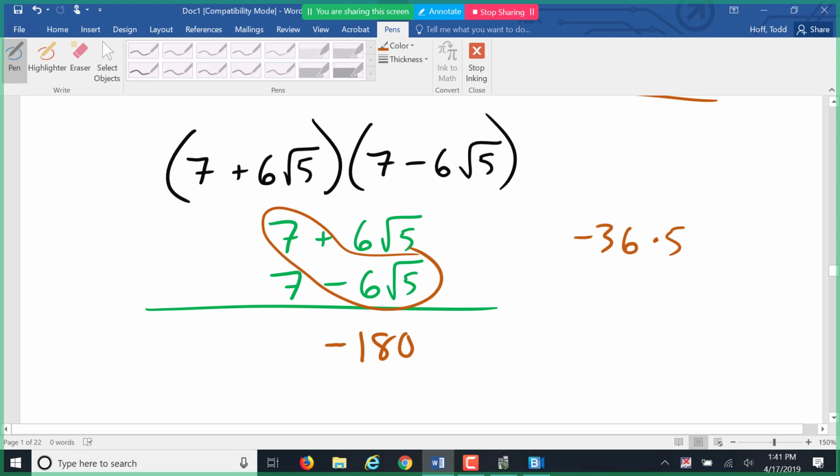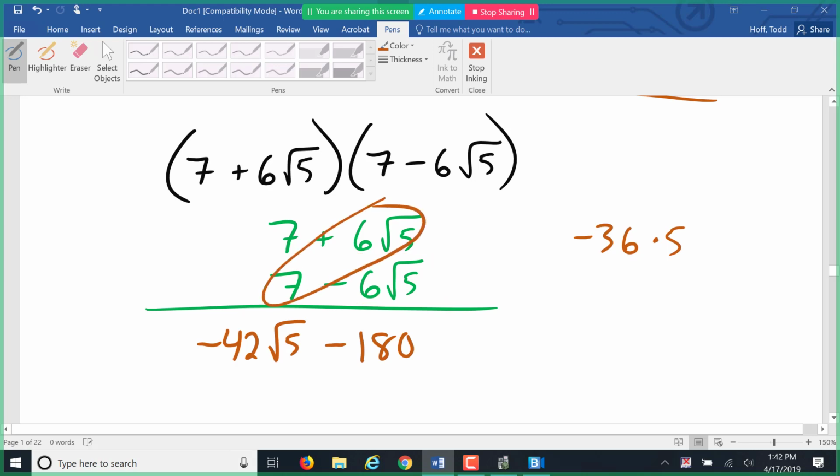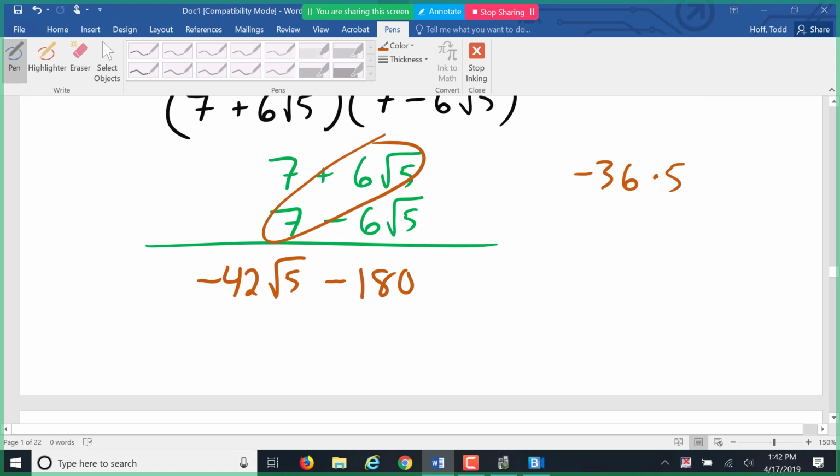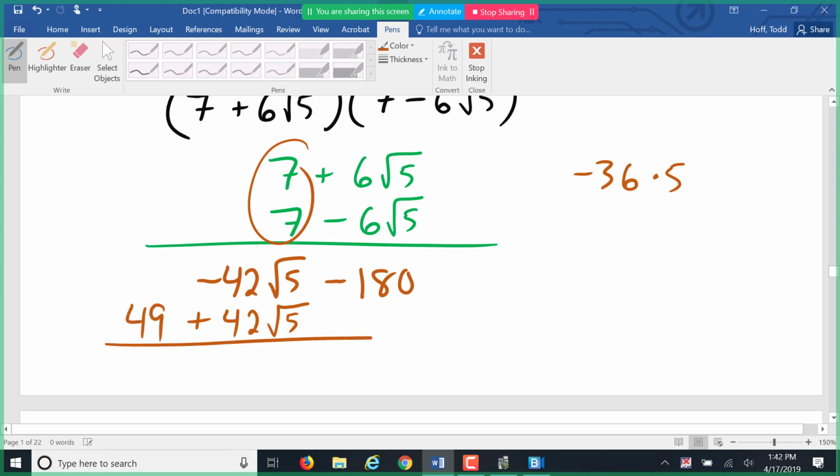Negative 6 square roots of 5 times 7. Negative 6 times 7 is negative 42 square roots of 5. Move over to the 7. 7 times 6 square roots of 5 is a positive 42 square root of 5. And then 7 times 7 is 49. And we notice negative 42 square root of 5 and positive 42 square root of 5 cancel out. We've got 49 minus 180, which is just a negative 131.